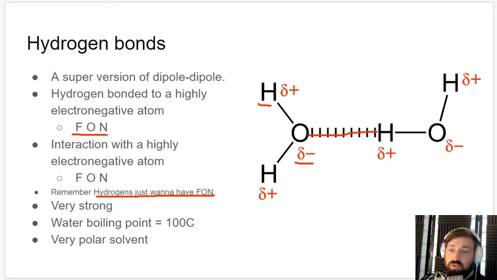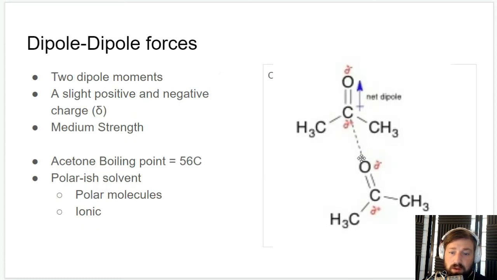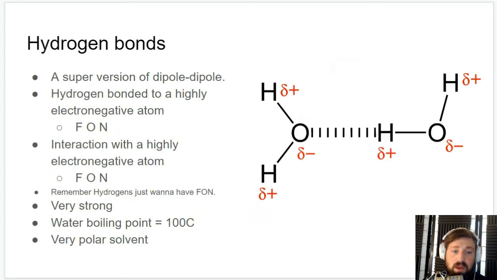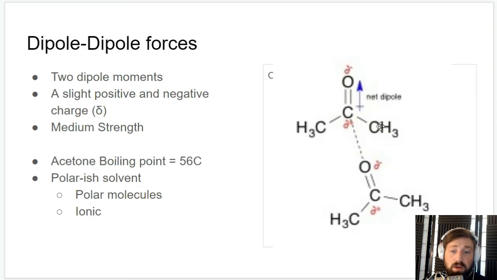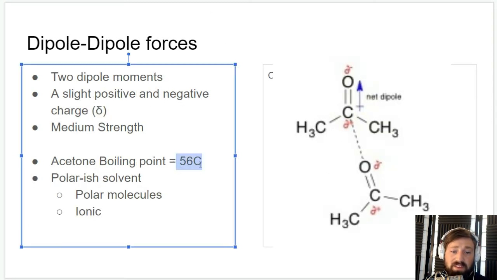And this is a very strong intermolecular force. I mean, we have basically two dipoles here. In this case, we have water and water. It's a dipole-dipole interaction. And here, two acetone molecules, oxygen and carbon, negative and positive attraction between the two. But let's look at the boiling points of these guys. The boiling point for water is 100 degrees Celsius.